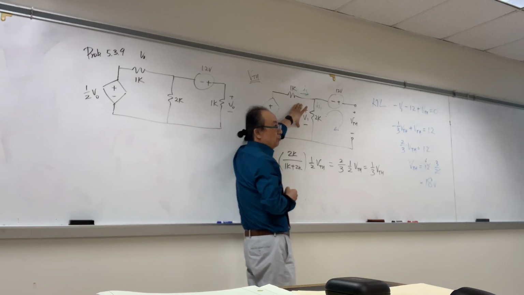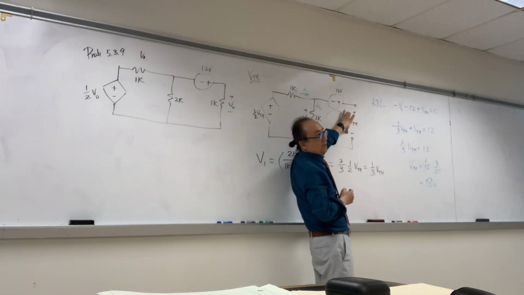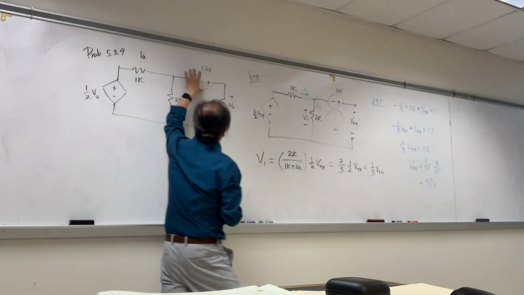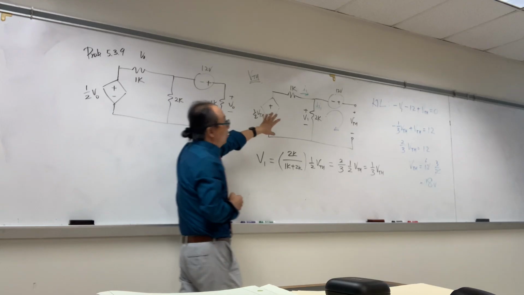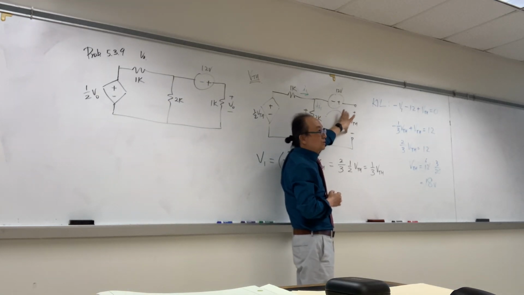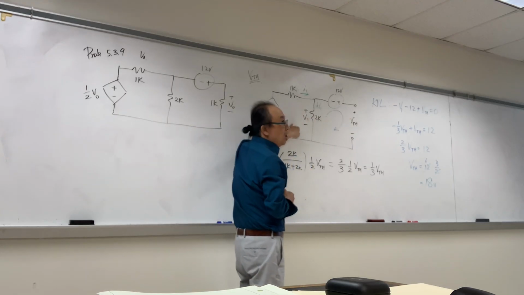No, it's not, because when we calculate this VTH, we have to consider negative 12 volts from the original circuit right there. So it's not. The only thing we can say, since we took it out and made it an open circuit, is that there's only one loop.